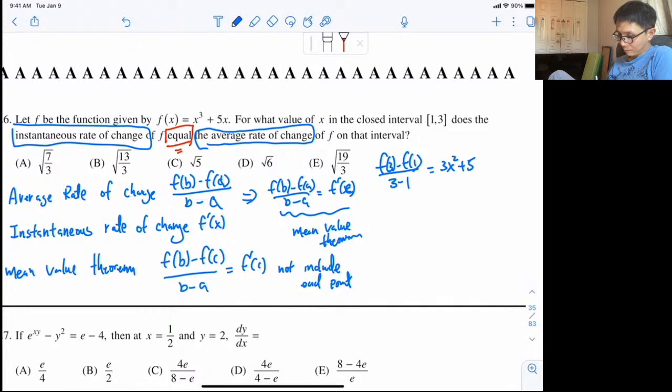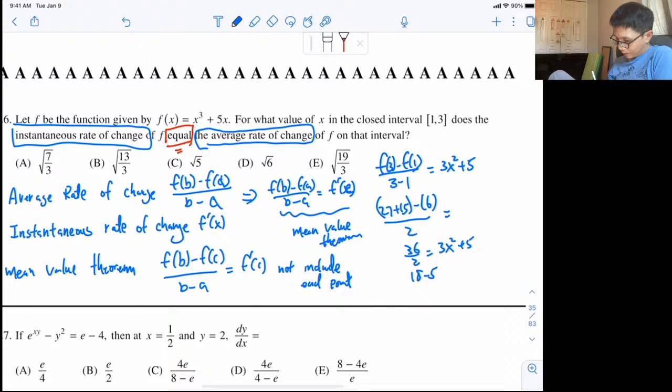Do you know how to do it? 27 plus 15 minus, I believe, 6 over 2. That's 18 minus 5 equal to 3x squared. 13 equal to 3x squared. 13 over 3 equal to x squared. And square root of 13 over 3 is equal to x.